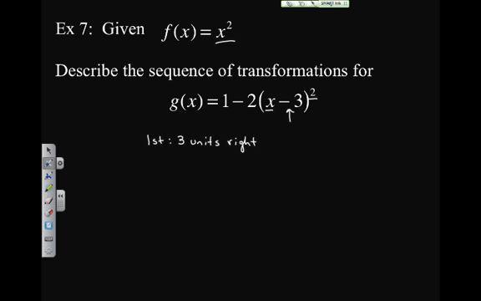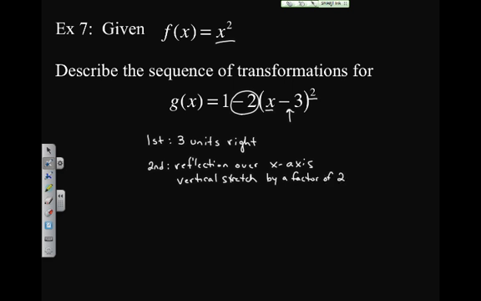Okay? The second thing is we have this negative 2 multiplied by the parentheses. Well, two things happen here. The first one is the negative is a reflection over the x-axis. It's flipping it up and down. The second thing is it's a vertical stretch by a factor of 2. So it's reflected over the axis and it's also stretched out.